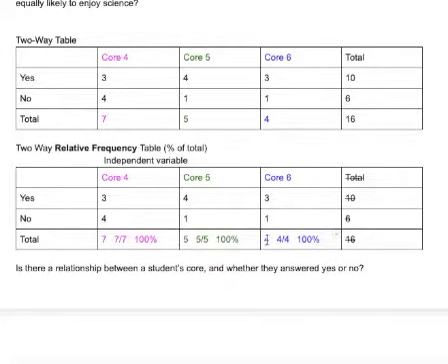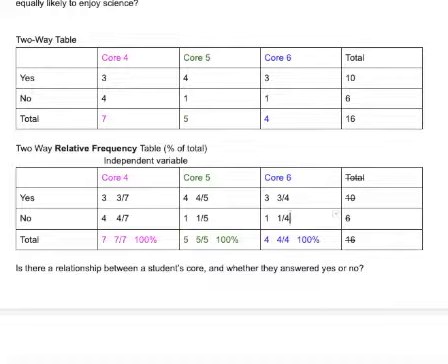Now I'm going to compare each piece to the total below it. So I'm going to use the total that occurs below that number and write my numbers as fractions. 4 out of 7, 3 out of 7. And basically what that means is, 3 out of 7 kids in core 4 said yes, and 4 out of 7 kids in core 4 said no. In core 5, I had 4 out of 5 kids say yes, and 1 out of 5 kids say no. And in core 6, I had 3 out of 4 kids say yes, and 1 out of 4 kids say no.